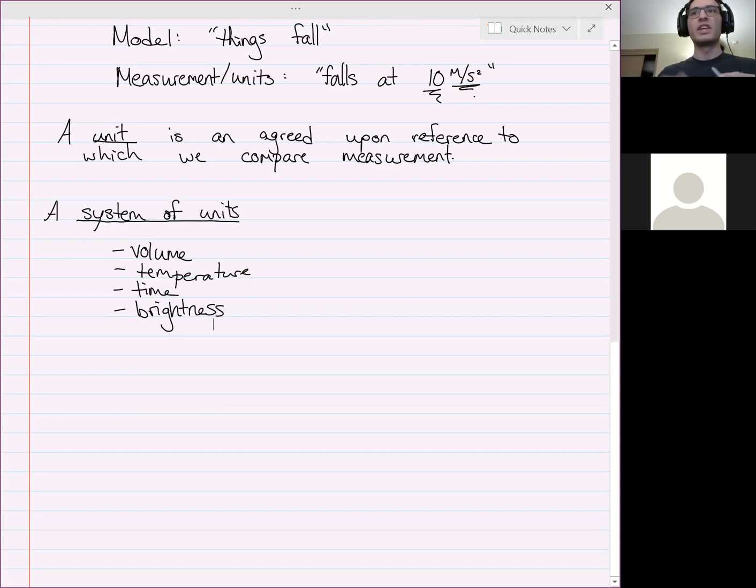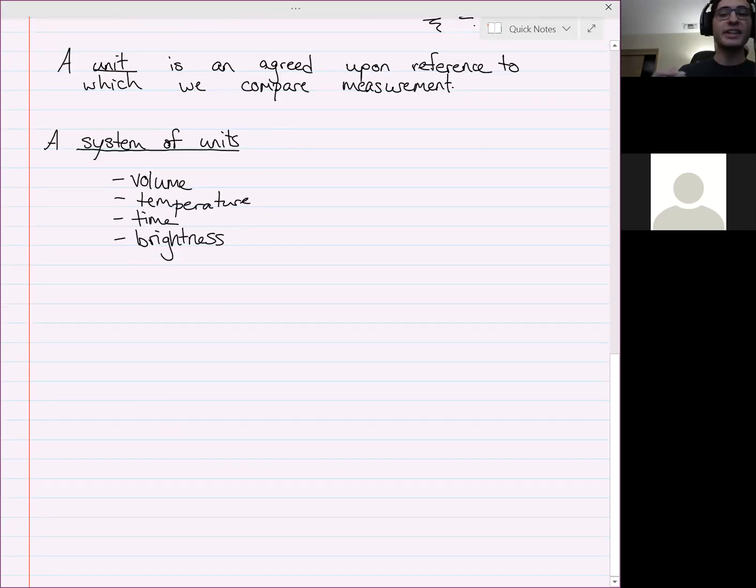We just call the SI unit system the collection of reference objects or values that we can all collectively refer to in order to describe any measurement: volume, temperature, time, brightness, electric current, a whole bunch of things, energy. So in any system of units, there's something called fundamental units, and these are probably the things you're most familiar with from high school.